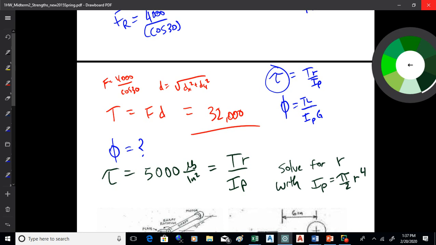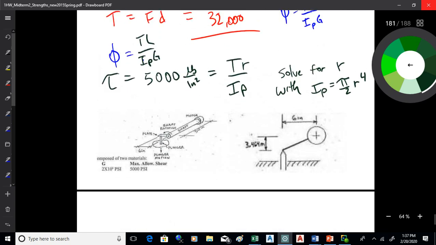Now the other relationship you got to look at on this thing is the angular one. And what you've got is phi is equal to TL over IG. Okay? Now, when you do this, you're going to solve for R again. So to solve for R, you have to know what the torsion is, which we found. You have to know the length, which we've got. You got to know G, which you've got. But you also have to know the angle. So you plug in a known angle into that formula, and based on that, you can find I sub p. So are we good with that?